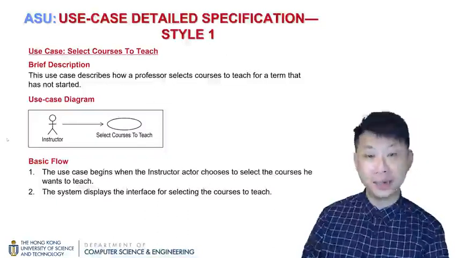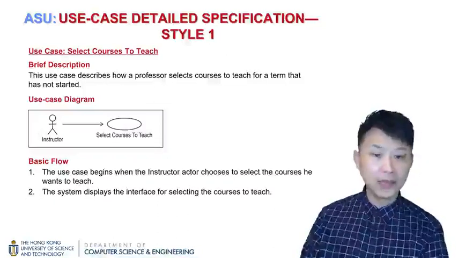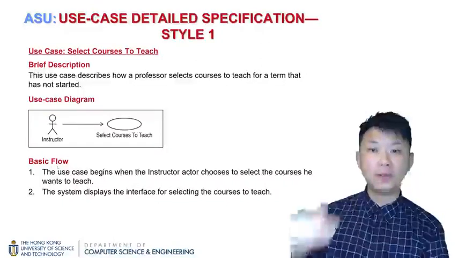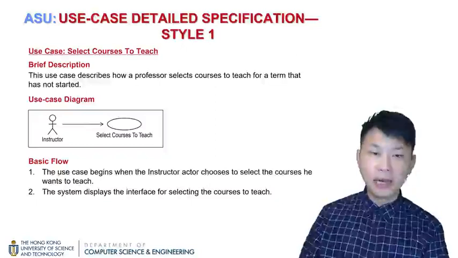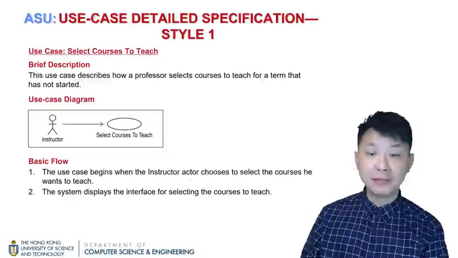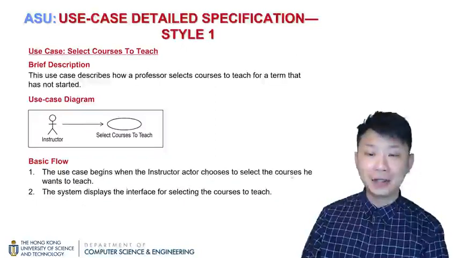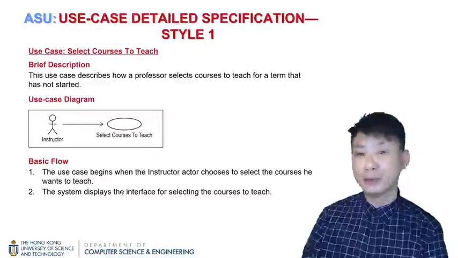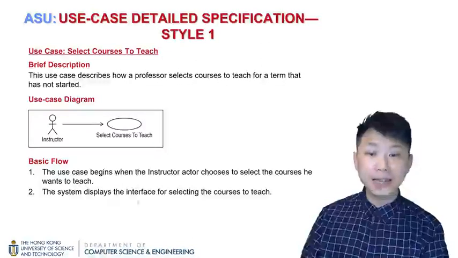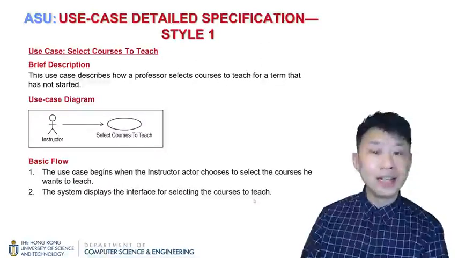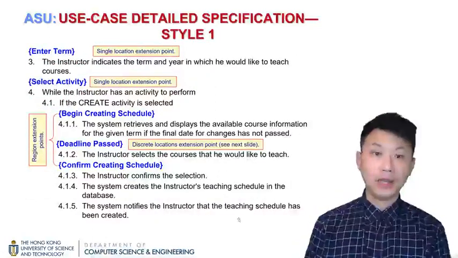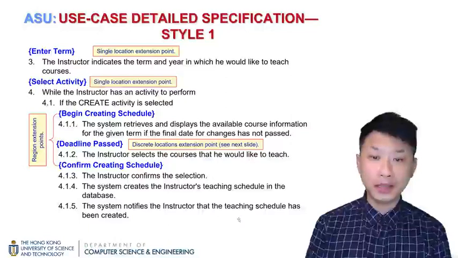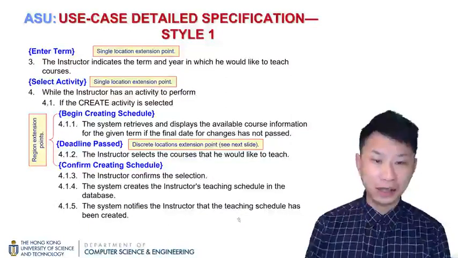You also have to specify the part of the use case diagram that you refer to in this particular use case specification. And then in the basic flow, you just specify the flow of events that happens within the use case. For example, the use case begins when the instructor actor chooses to select the courses he wants to teach. The system then displays the interface for selecting courses to teach, and the instructor indicates the term and year in which he would like to teach courses.